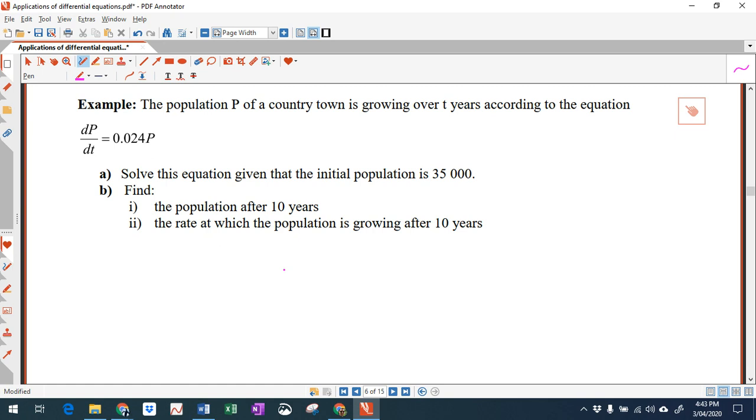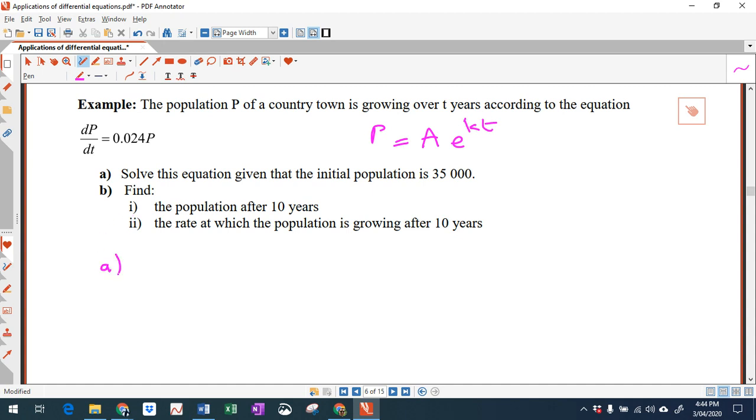The population P of a country town is growing over t years according to the equation dP/dt equals 0.024P. So this is exponential growth. Without too much thinking, we know that this is going to be of the form P equals A e to the kt, but we're going to derive that equation from scratch. So solve this equation given that the initial population is 35,000.